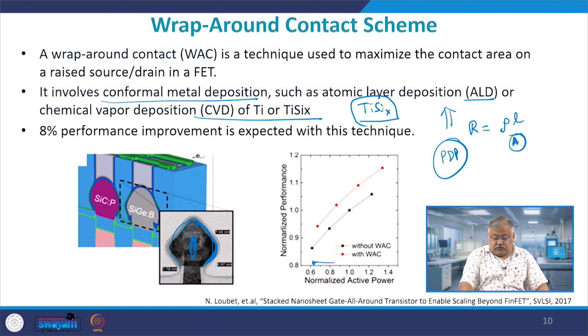The black curve is without the wrap contact, and the red one is with wrap contact. You can see that with wrap contact, your normalized performance has a larger value as compared to without wrap contact. This red color is basically with WAC. So with WAC you get better performance limits, and this has been experimentally proven over a period of time.